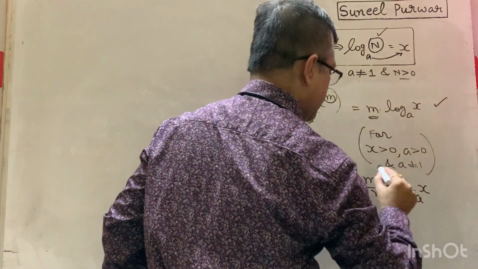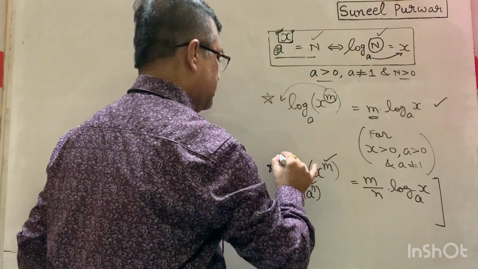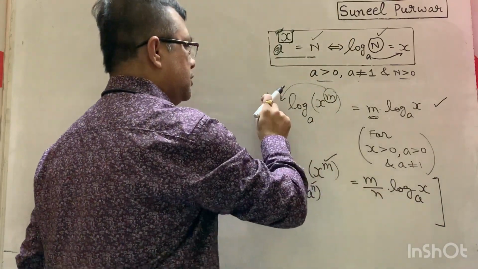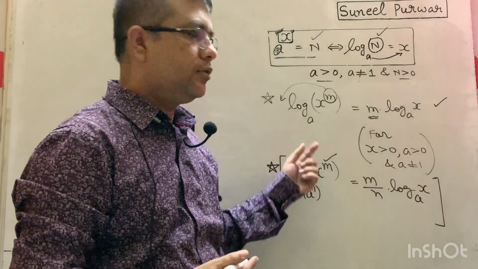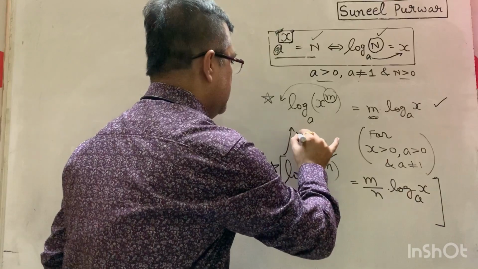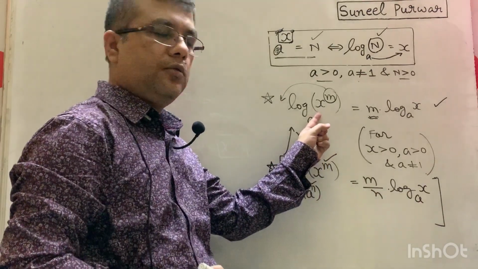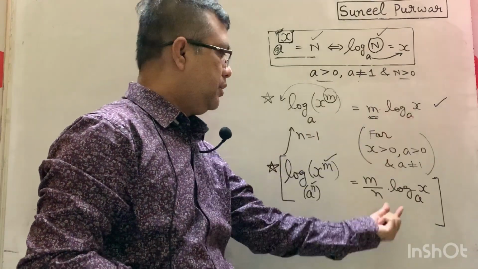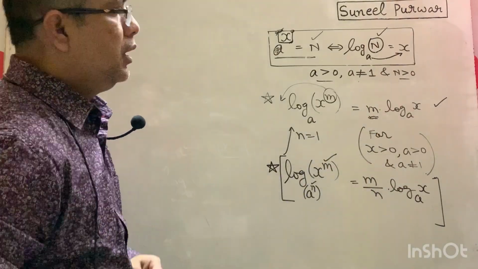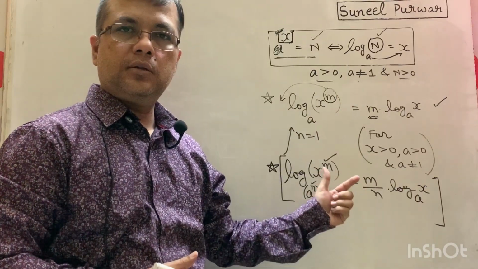In fact, you can say this first result is a special case of this result. If you take n equal to 1, you will write this result. Is it or not? You see, n equal to 1, you will get this result. Okay. Now you see how to apply this very useful result in answering the questions.